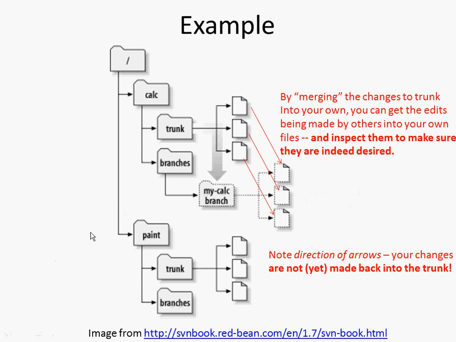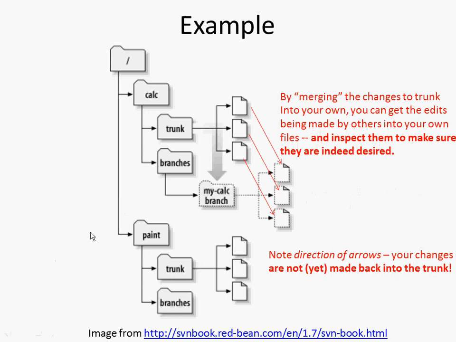So I'm going to merge changes to the trunk into my own branch so I can get the edits, the bug fixes being done there. And then I'm going to inspect them to make sure they're indeed desired. What command will I use to inspect these changes? To see what changed as a result of the SVN merge? SVN diff will allow me to sort of see, okay, what changed here, what changed here, what changed there. Is that something I really want? Is it something that's compatible with what I'm doing?